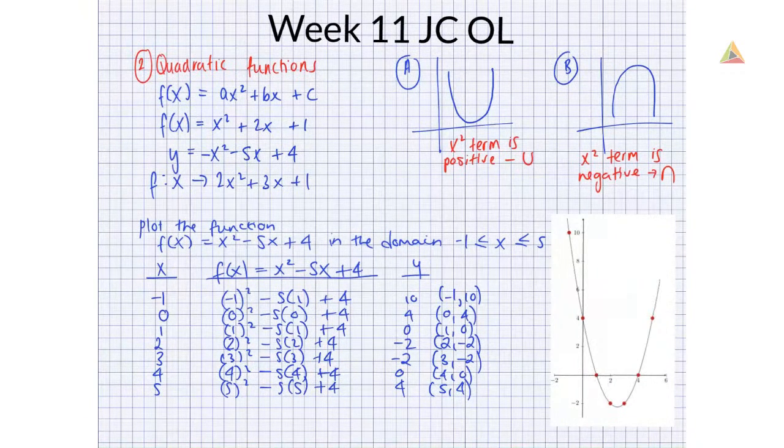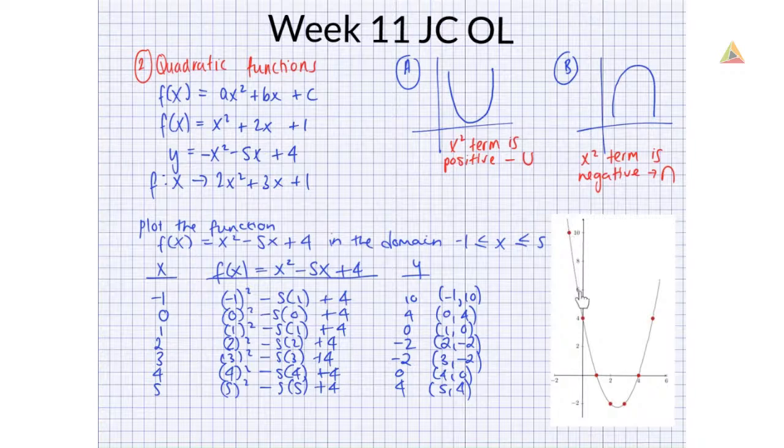It doesn't move. Next point is 2, minus 2. So drop. That's that point. Next point is 3, minus 2. So in between 2 and 4 is 3, and drop to minus 2. Next point is 4, 0. And the last point then is 5, 4. So 5 would be roughly here. In between 4 and 6, up we go, up to 5, 4.